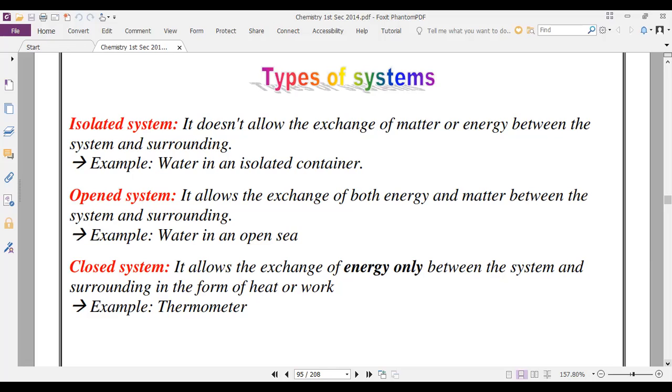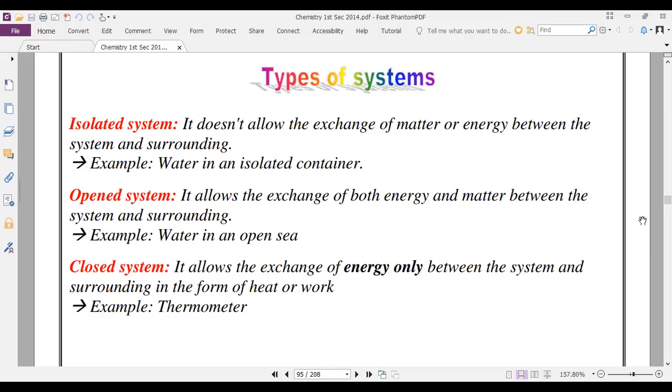Open system: it allows the exchange of both energy and matter between the system and surrounding, as water in an open sea. Okay, Mariam, try to repeat it again. What's meant by open system? Open system, it allows the exchange of both energy and matter between the system and surrounding. Example, water in an open sea.